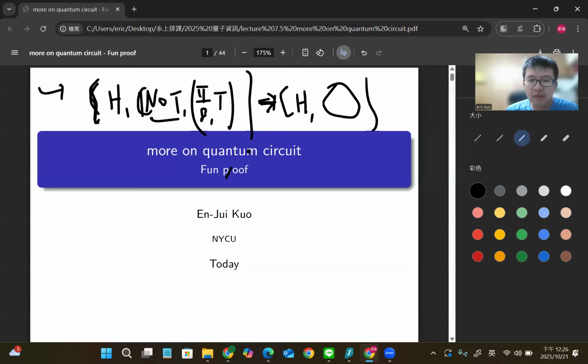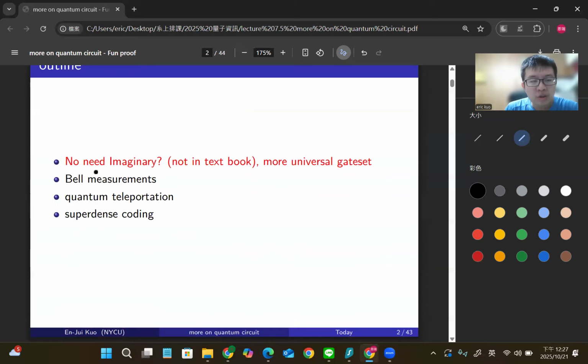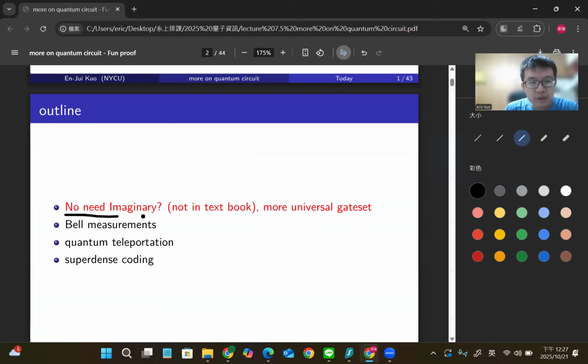Okay. So this is more recent, about 20 years ago, there's a new result that actually we only need two. Okay, so I will explain the details. And I also want to give some examples of the application of this quantum circuit. The first interesting result is basically no need for imaginary numbers. So this is not in the textbook.